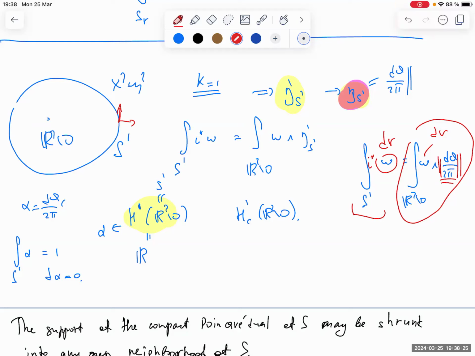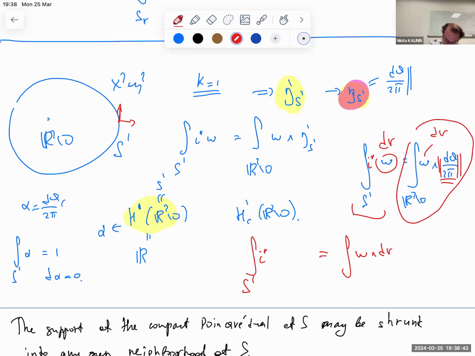Okay. So maybe quite the opposite. Maybe it's better to take something like dr. So is it true that the integral of omega wedge dr is equal to the integral over S1 of i upper star omega?